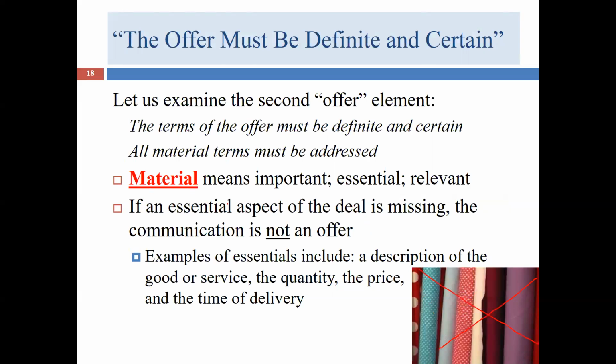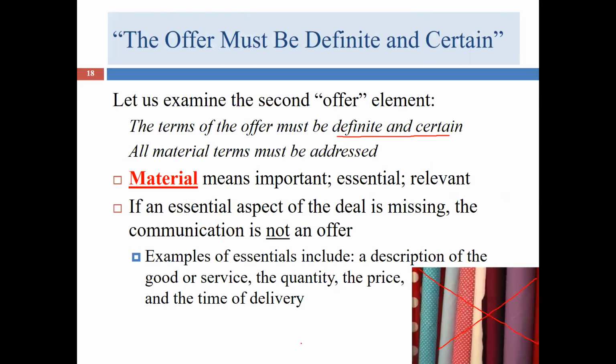If one of the elements of the deal is missing from the offer, then we don't have an offer. So we have to make sure that we have them covered. And usually when we're looking at what are these essential elements, we're going to need to have a description of the offer or the service. If that's missing, we're missing a material element, so we don't have something that is definite and certain. If we don't have something that's definite and certain, we don't have an offer. If we don't have an offer, we don't have an agreement. If we don't have an agreement, we don't have a contract.